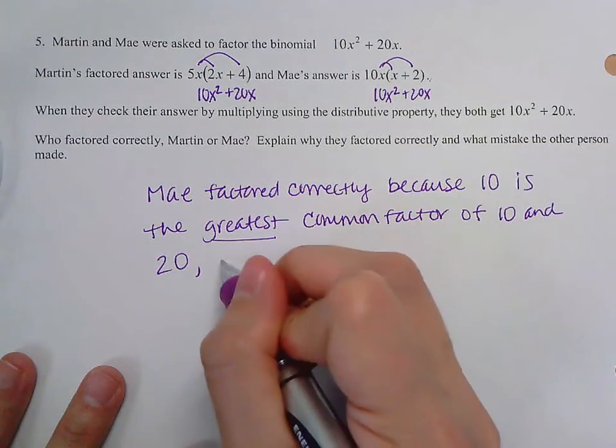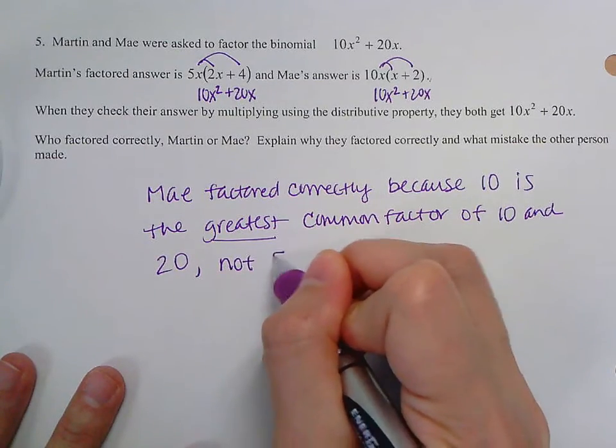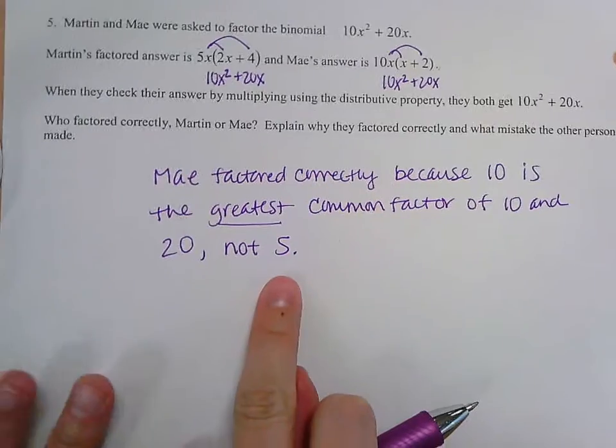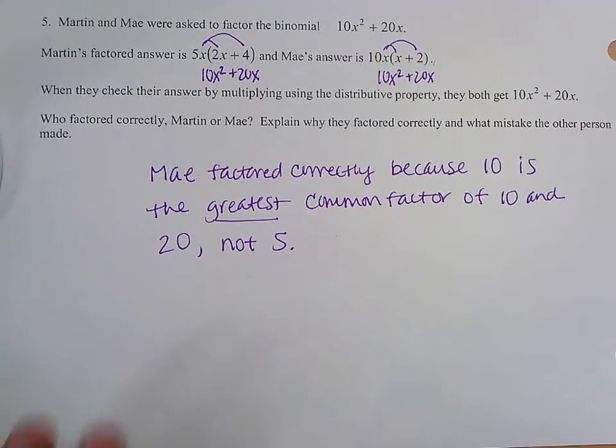And then I'm going to put a comma and say not 5. So that is Martin's mistake. He said 5 was the greatest common factor, and it's 10. They both had the X, which is right. So that's why it's important when you're looking at your sheet, you're choosing the greatest. Because some of you had that same question yesterday. Well, when I distribute, I get the right answer, but you need that greatest common factor.